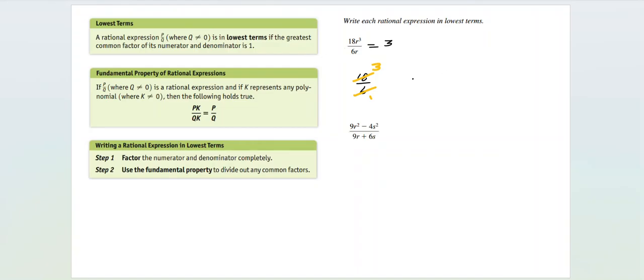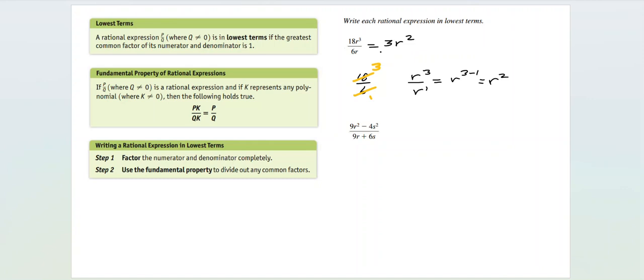I will do the same analysis now for my variable factors. So I have r to the third over r. R is the same as r to the 1. Using property of exponents, when we have a quotient of two exponential expressions with the same base, we subtract exponents. So r to the third over r to the 1 would be r to the power of 3 minus 1, which is r squared. So what is going to be the result of this? 3r squared. So when you write in lowest terms 18r to the third over 6r, the result will be 3r squared.